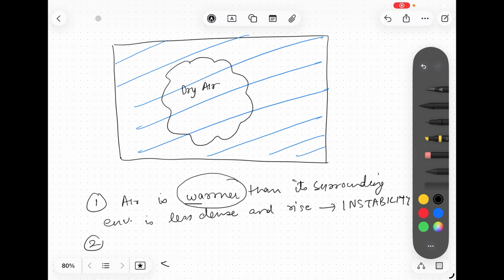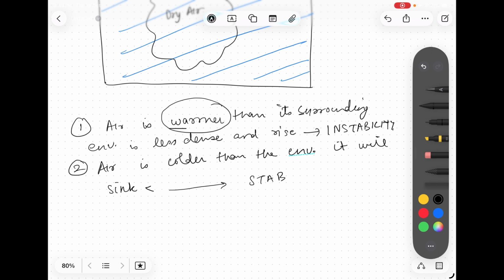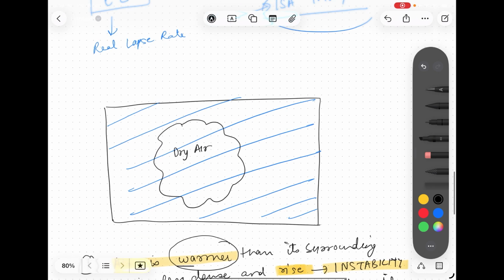Now the second case is when the air is colder than the environment. In that case it will sink. It will not rise. It will stay there or sink. So this causes stability. There is not much movement, so there won't be any winds, there won't be any turbulence. So it will be stable. Very important: when the air is warmer than the environment, it will rise and that causes instability. When the air is colder than the environment, it will sink and it causes stability. Now using this concept, let's understand this diagram.